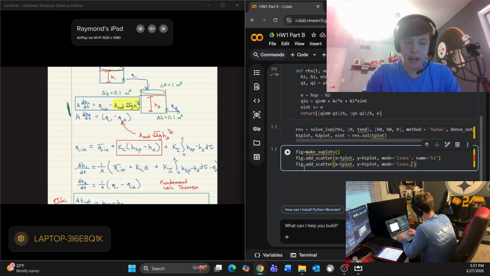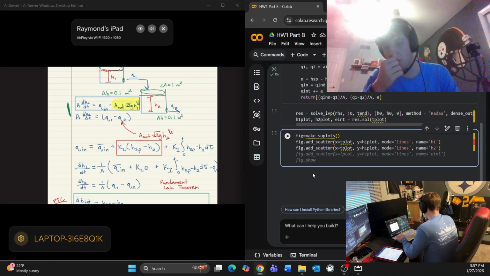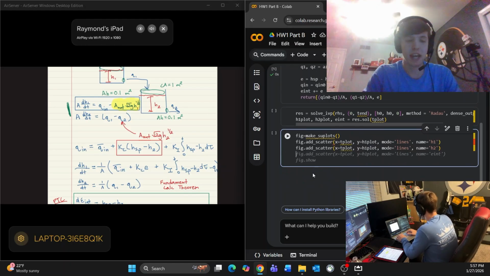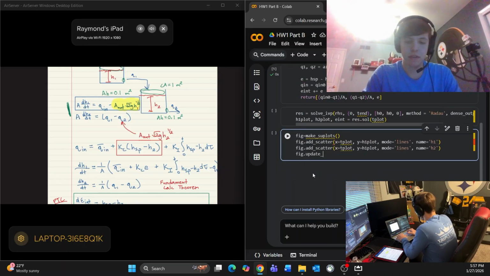And we'll do the same here for h2. And then finally, because when we print this, it is going to be a really bright white color, and we don't really want that here, what we're going to do is fig.update_layout. And what this will allow us to do is really adjust the settings to what we need.